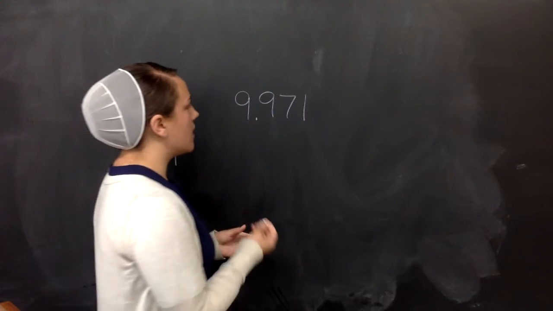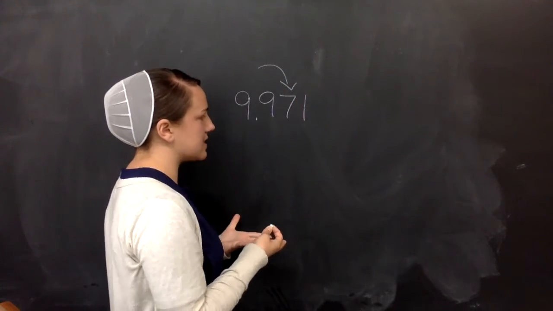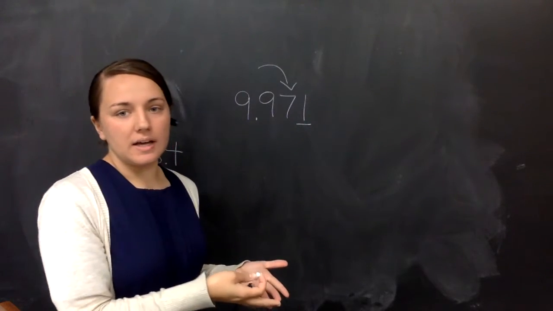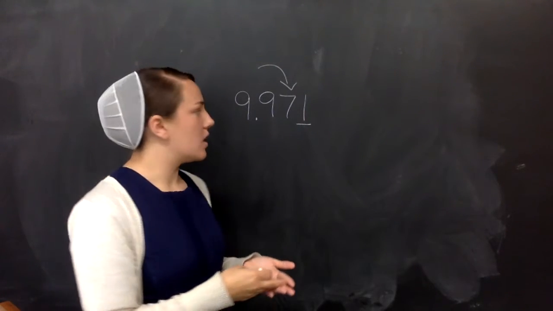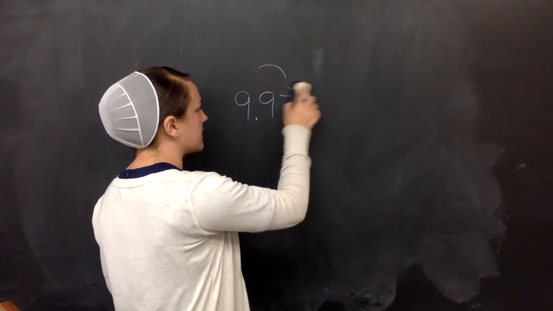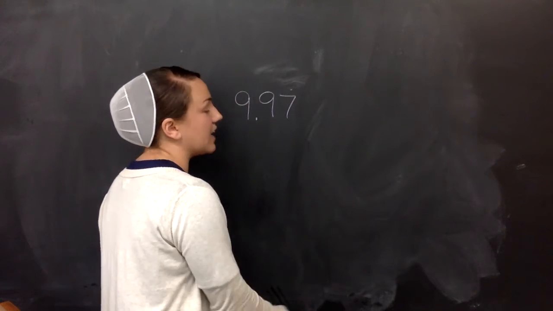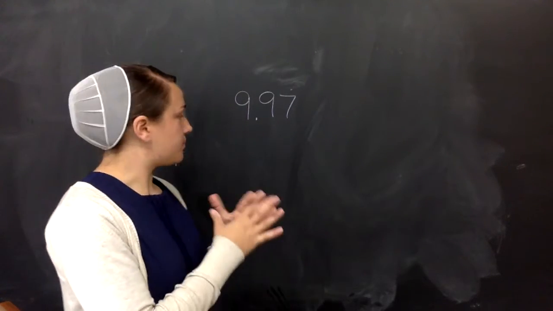Now if we round, we're rounding this hundredths place this time, and the thousandths place is our determining digit. So because it's a 1, that means we keep this a 7, and then because it's a decimal, we drop everything after what we rounded. So we have 9 and 97 hundredths. Okay?